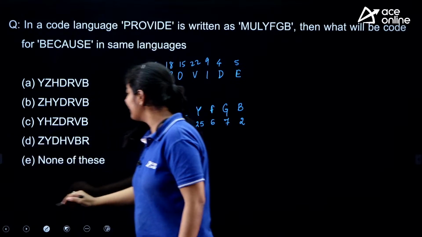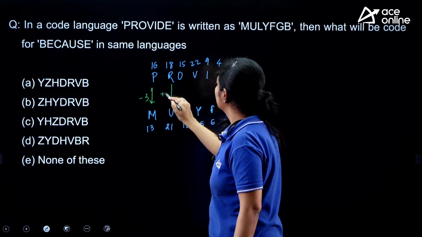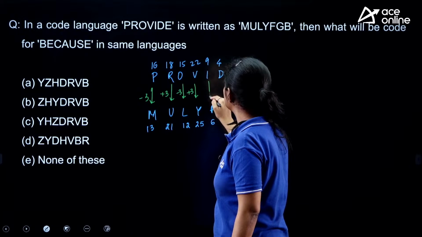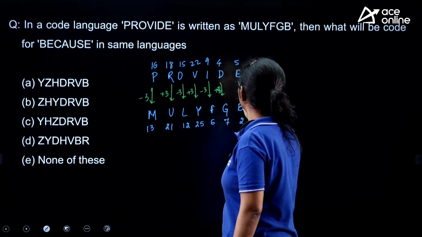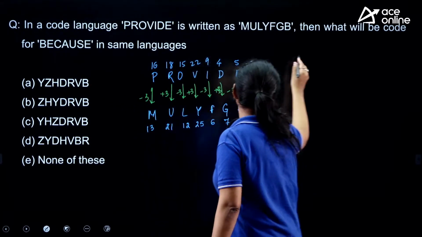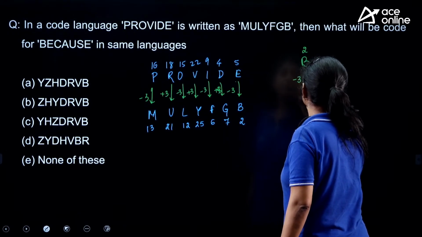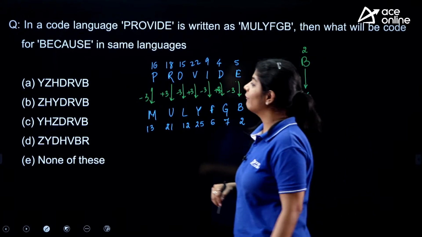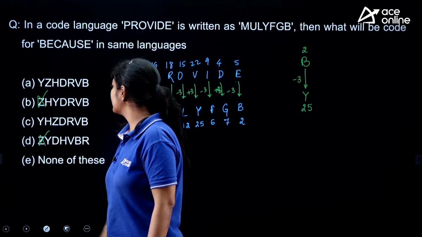Now if you see the pattern, you get to know that here we are having a pattern of -3, +3, -3, +3, -3, +3 and -3. Now I need to apply the same pattern with this one. Now we know that B is associated with 2, and if I subtract 3 from it, I'll get 25, and 25 is associated with Y. So option B and option D are eliminated.